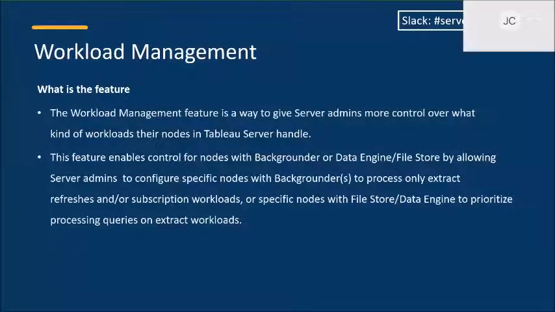So the co-location of file store and data engine is actually what determines on the keychain which nodes process queries and extracts. And the background handles all sorts of job types, such as user jobs like extract refreshes, subscriptions, as well as system jobs. So we're just giving more control for customers on these workloads.